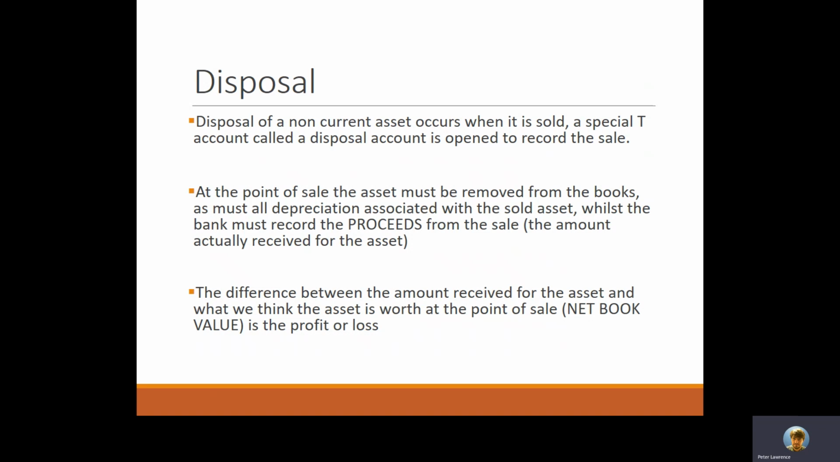Now we're going to call this money that we receive for the disposal of an asset the proceeds. Right, it's quite important. We understand that the money we receive from the sale of an asset we call the proceeds. Now, the difference between the amount received for the asset, so the proceeds, and what we think the asset is worth, so the net book value, is going to tell us if we've made a profit or loss from selling the asset. Right, so proceeds minus net book value will give us the profit or loss on the sale of a non-current asset.